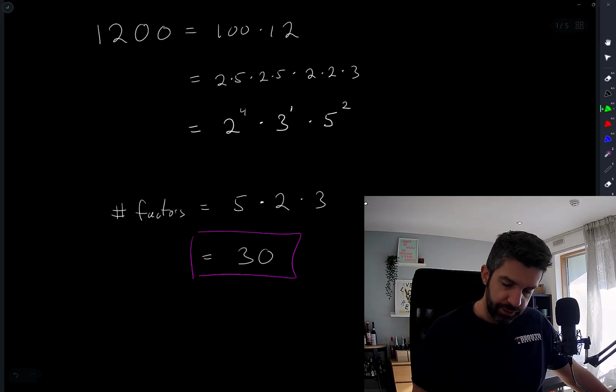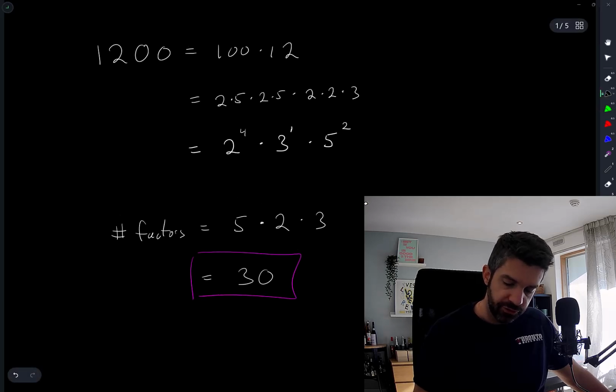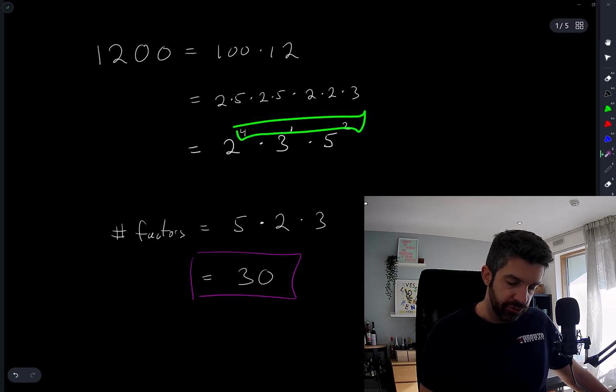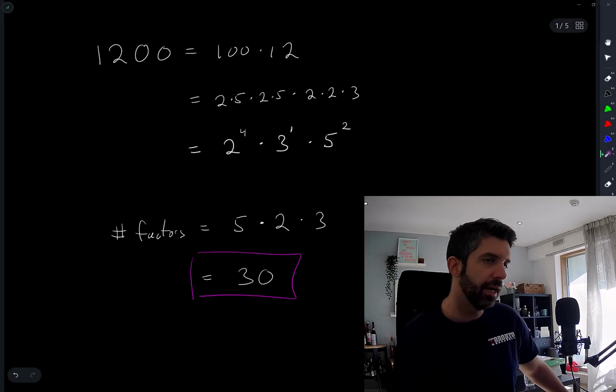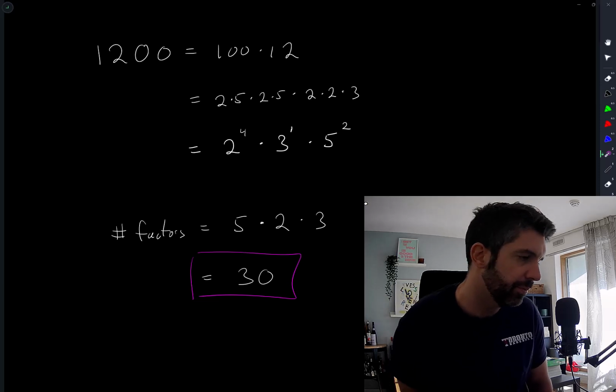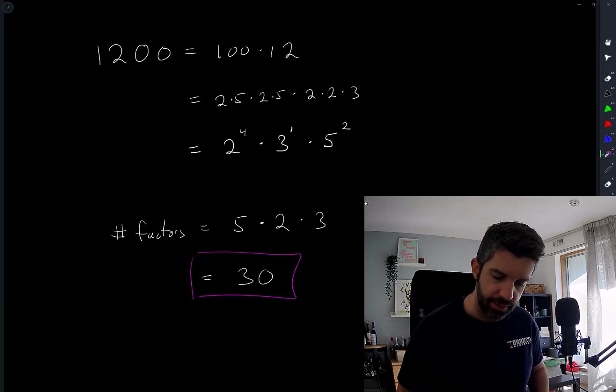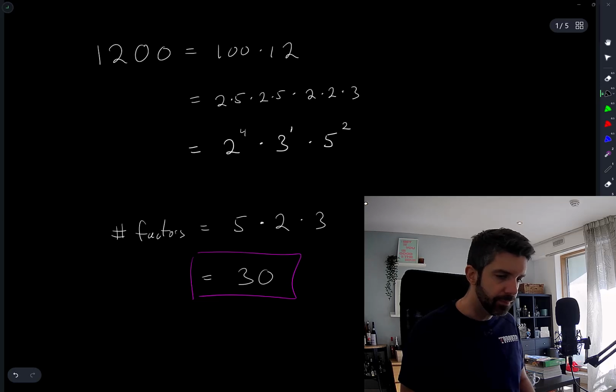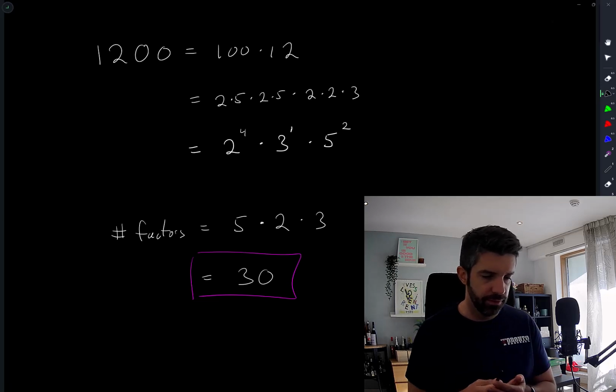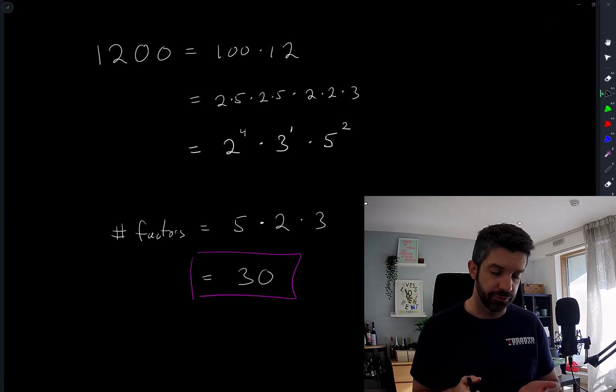This is really just a case of knowing, once you have the prime factorization, how to look at the exponents and realize that it basically boils down to a pretty simple combinatorics problem. This is why the prime factorization is useful for a problem like this.